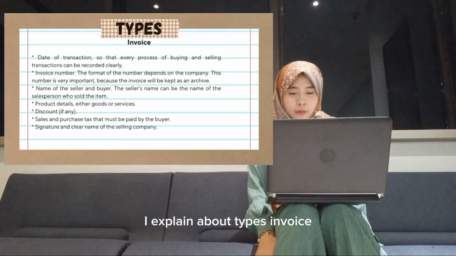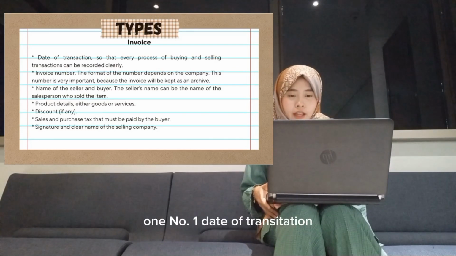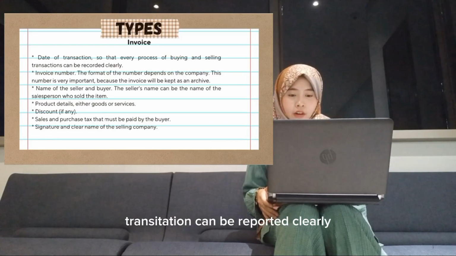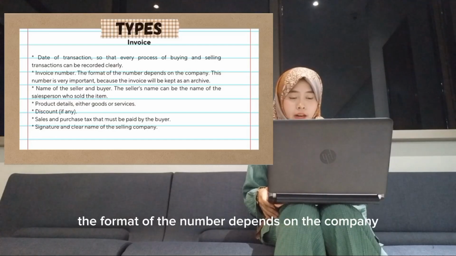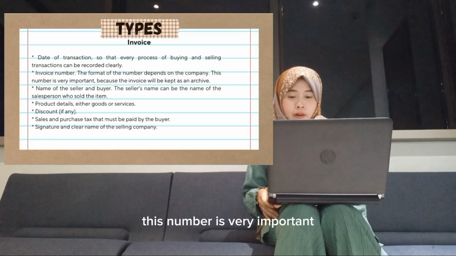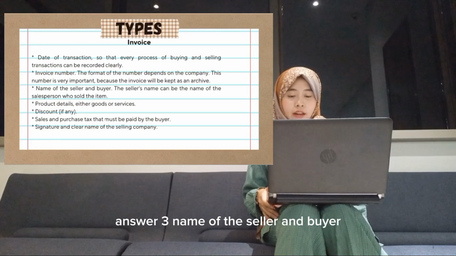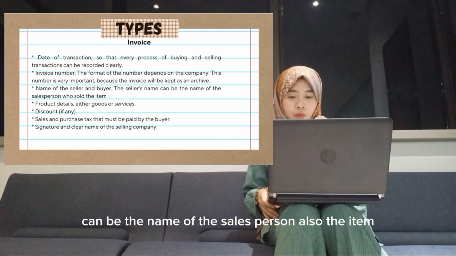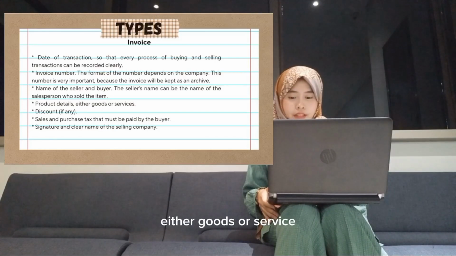I will explain about the types of invoice. Number one, date of transaction so that every process of buying and selling transaction can be recorded clearly. 2. Invoice number. The format of the number depends on the company. This number is very important because the invoice will be kept as an archive. 3. Name of the seller and buyer. The seller name can be the name of the salesperson who sold the item. 4. Product detail, either goods or service.